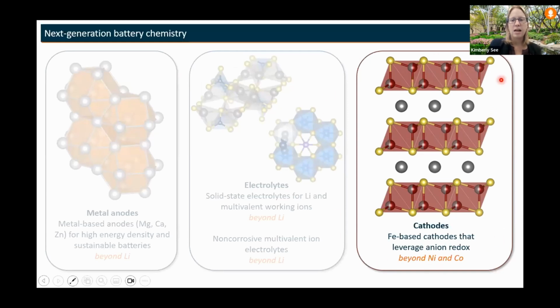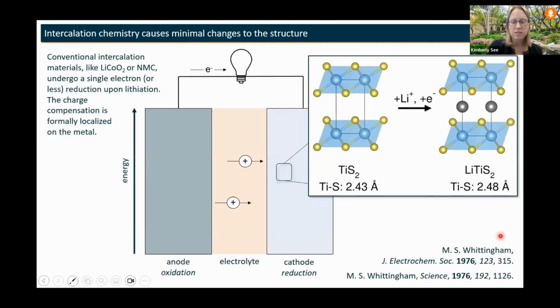To begin, I want to give everyone a really brief refresher on how intercalation chemistry works, because that's the cornerstone chemistry used in conventional cathodes. Then I'll tell you how we're trying to go beyond that to get rid of the nickel and the cobalt. In intercalation chemistry, TiS2 was really the first material to show electrochemical intercalation of lithium.